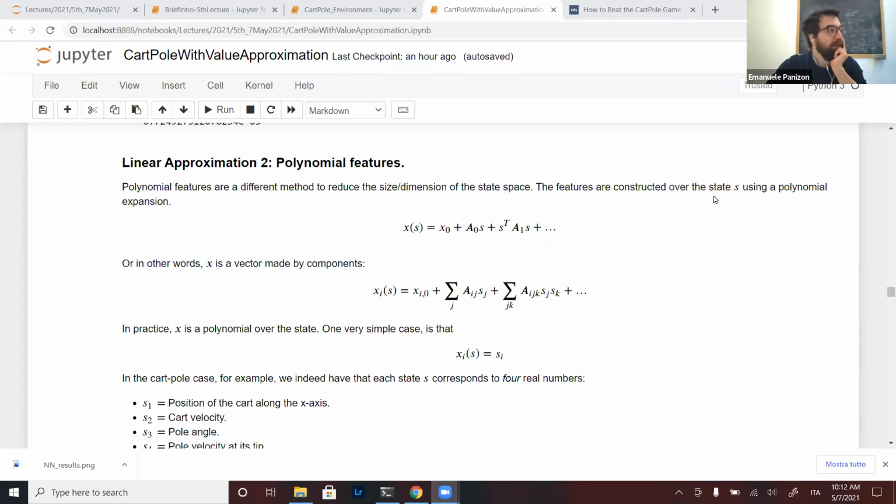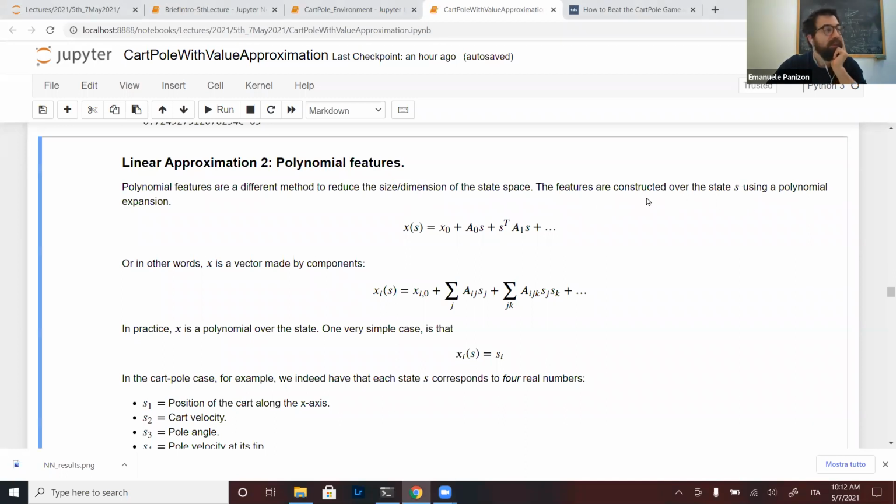In this particular case, it's simple because we have a state which is already a vector of real numbers. So we could construct some features which are just a polynomial expansion of these real numbers which constitute the state. For example, we could have some matrix multiplication, and x is a vector made by a linear combination, then quadratic combinations of these components of the state.